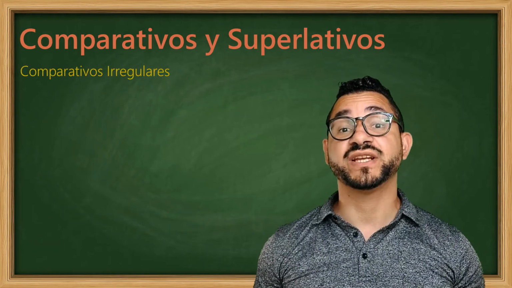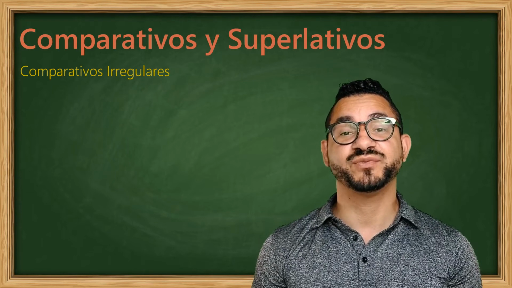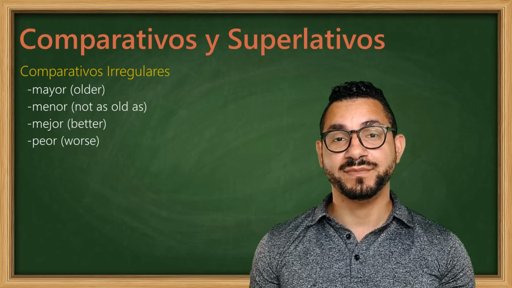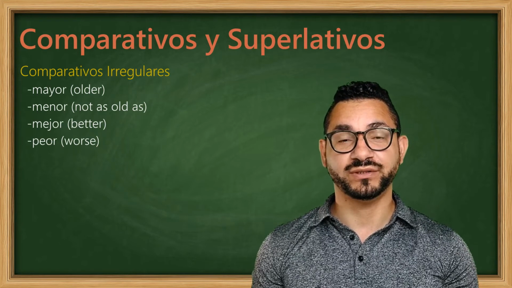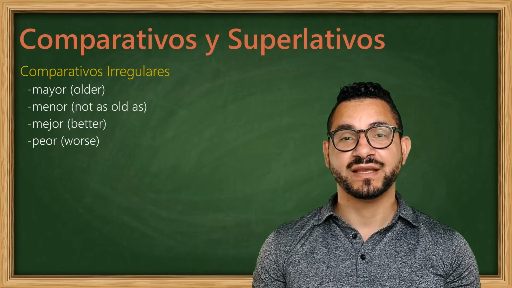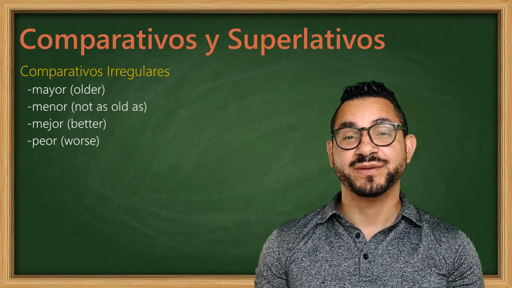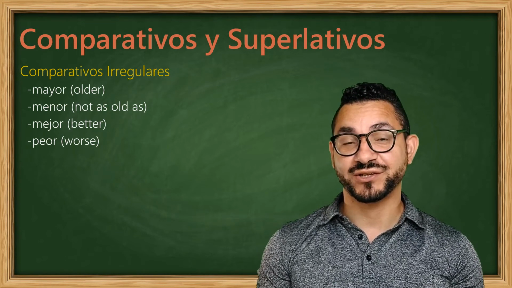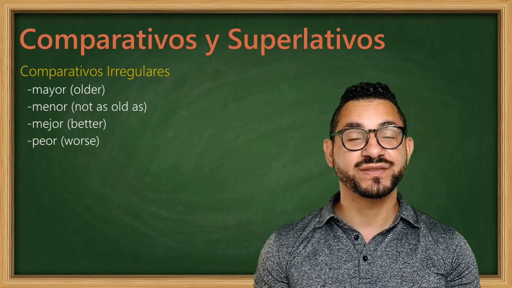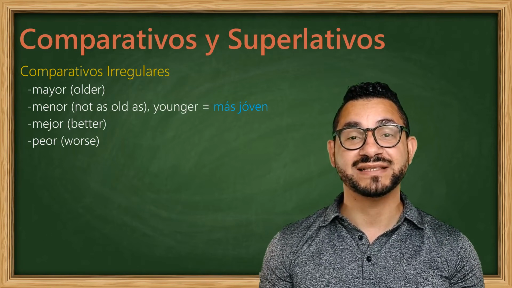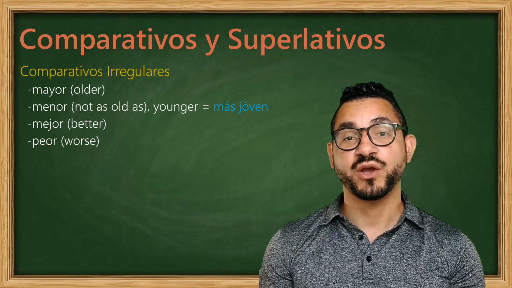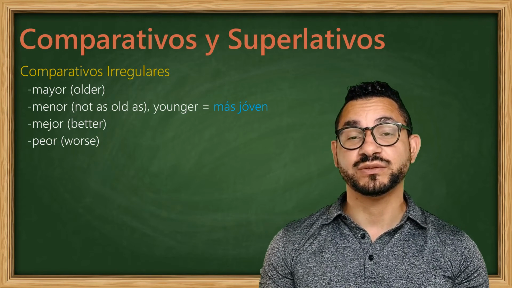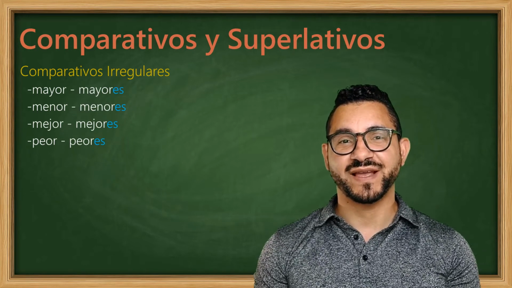Let's talk about irregular comparatives. In Spanish, we have 4 irregular comparatives. Mayor, menor, mejor, peor. Note that menor means not as old as. It doesn't mean younger. If you want to say younger, then in Spanish you have to say más joven. Okay? Also, these irregular comparatives have plural forms.